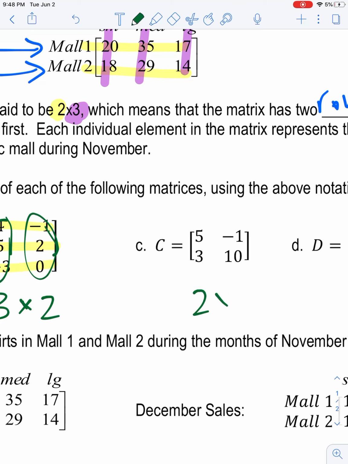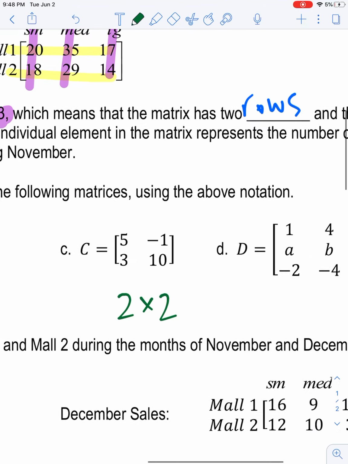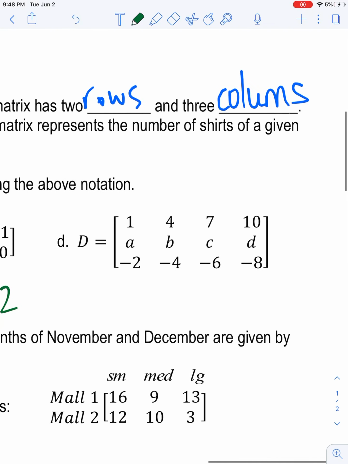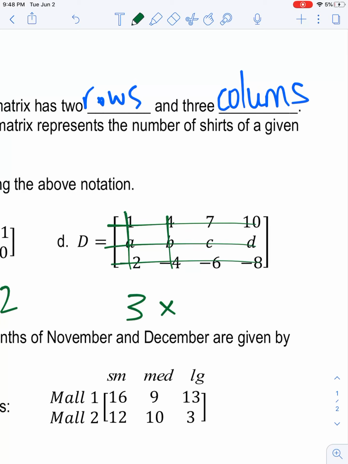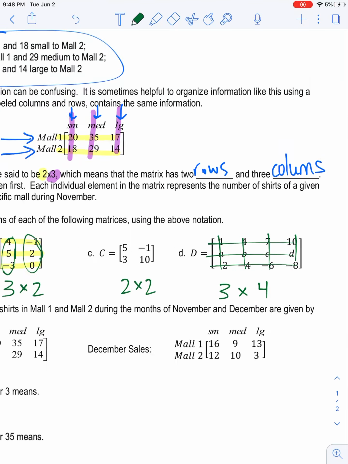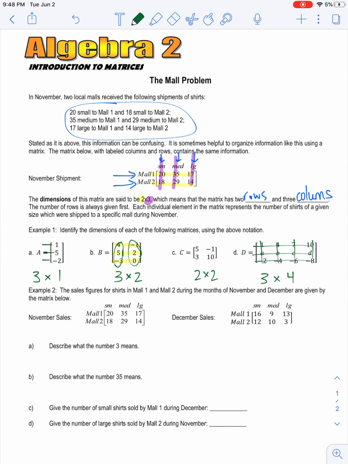This one's easy because if you switch them, you luck out since it's 2 either way, so 2 by 2. And this one looks like we have 1, 2, 3 rows and 1, 2, 3, 4 columns. So that would be a 3 by 4. In part C, where it's a 2 by 2, when the number of rows and columns are the same, we actually can call that a square matrix.